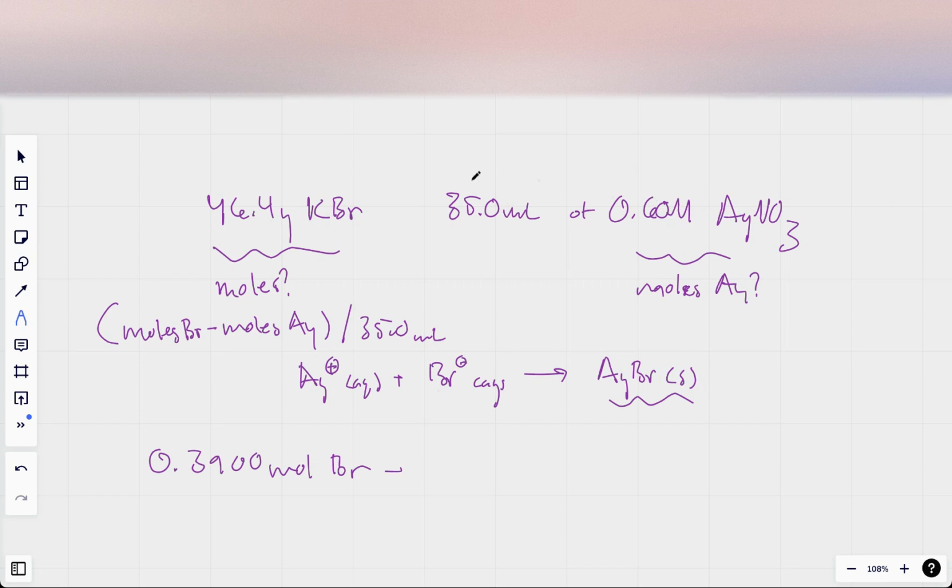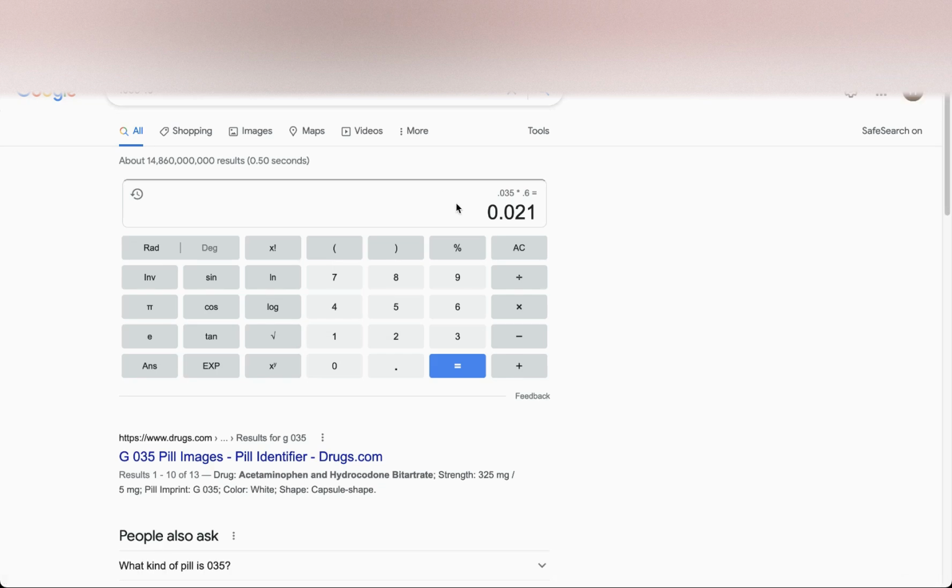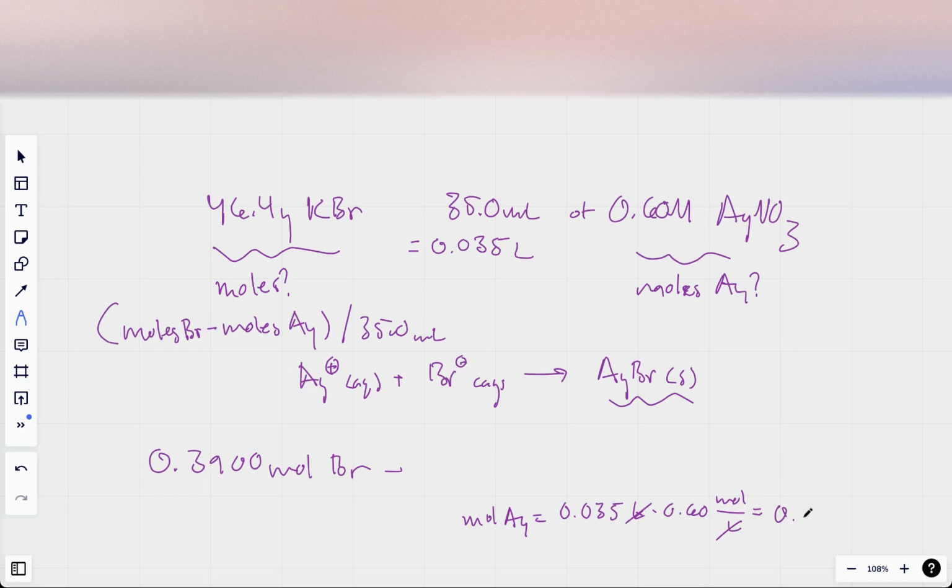How many moles of silver do we have? Okay, well, it's 0.6 molar and we have 35.0 milliliters. If we can take molar and multiply it by not milliliters, but liters, then that'll just tell us how many moles we have, right? Because molar is moles per liter. So this is equivalent to 0.035 liters. Okay, and so our moles of silver equals 0.035 times, and that's liters, times 0.60 moles per liter, right? Liters cancel, we're left with moles. So 0.035 times 0.6. I get 0.021. That's how many moles of silver we have.